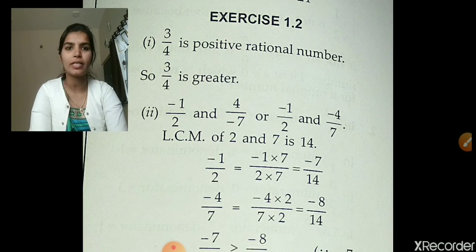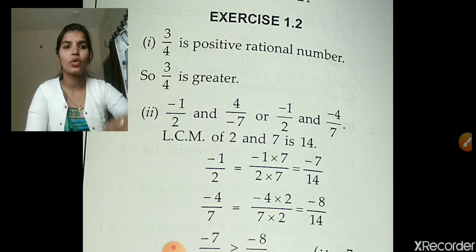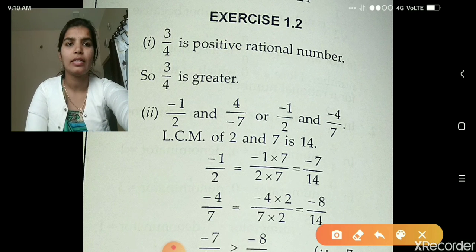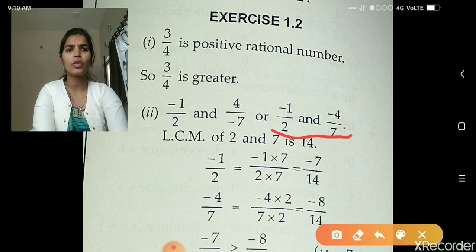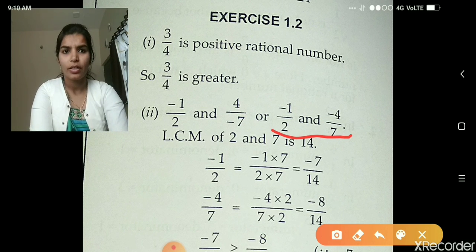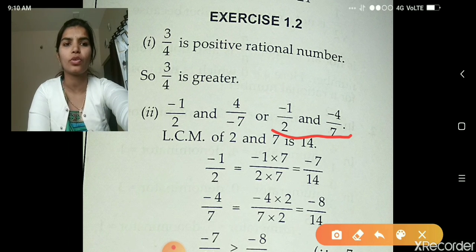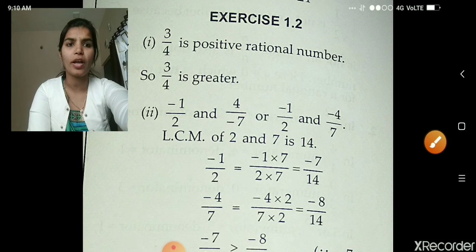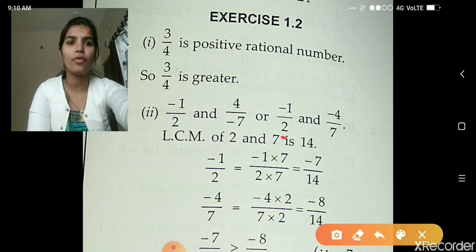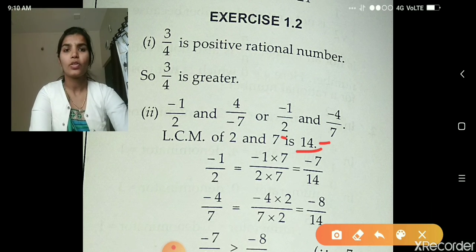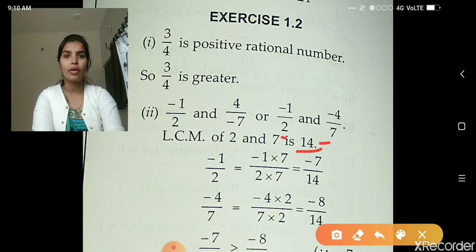The second example is minus 1 by 2 and 4 upon minus 7. So write this as minus 1 by 2 and minus 4 upon 7. It is possible because we are giving the negative sign to the numerator instead of the denominator. The next step to solve this is to find the LCM of 2 and 7. The LCM of 2 and 7 is 14. So we want to make the denominator of both rational numbers 14.